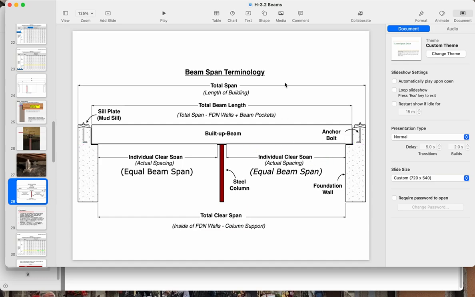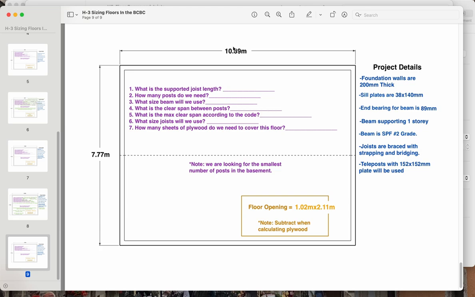So let's have a look over here. We have 10.89, and we're going to subtract our foundation wall. Our foundation walls are 200 millimeters thick, so we'll take 200 millimeters off of this side and 200 millimeters off of this side. So 10.89, we're going to go minus 0.2 minus 0.2, which is just 200 millimeters converted into meters, since we're dealing with meters. And we get 10.49 meters. Let's try to put one post in there. So we have one post. That means we have 2 spaces, 2 spans to deal with.